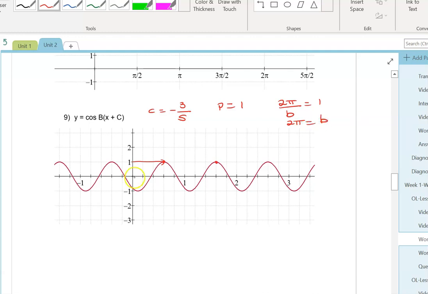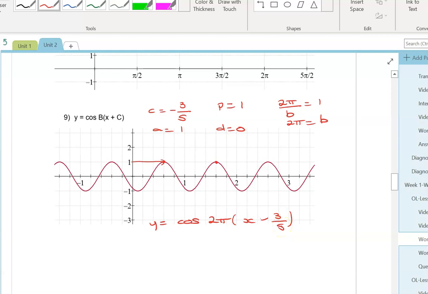The equilibrium position we can see is the x-axis again. So we could calculate the amplitude, and the amplitude is just 1. So there's been no change of amplitude. So therefore, a is 1. And d is 0. So subbing those values back into the formula, we get the equation as y equals cos 2 pi, open bracket, x minus 3/5.